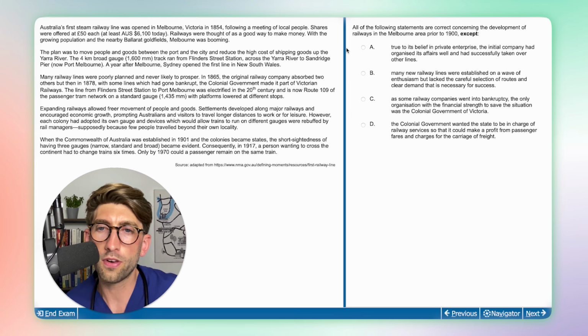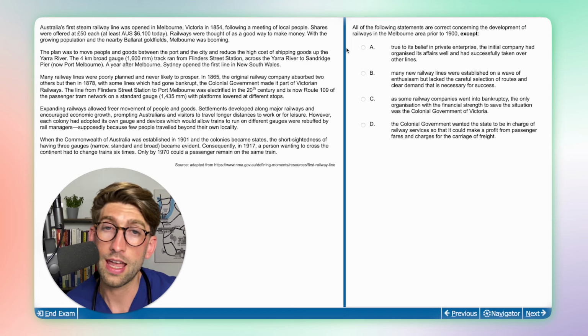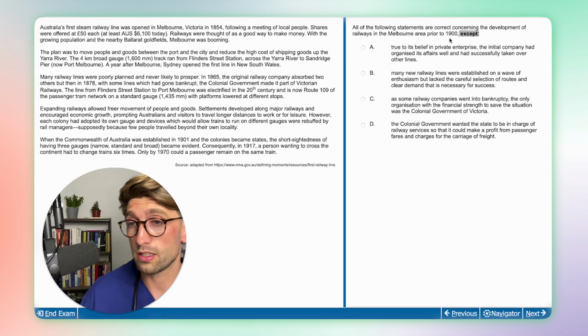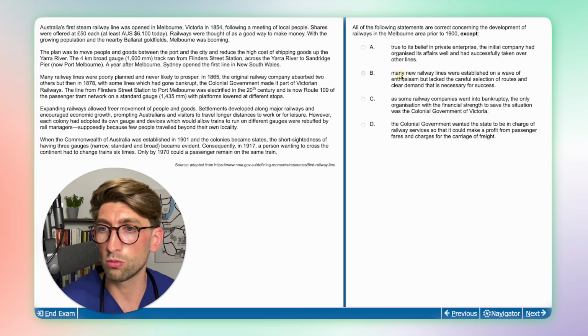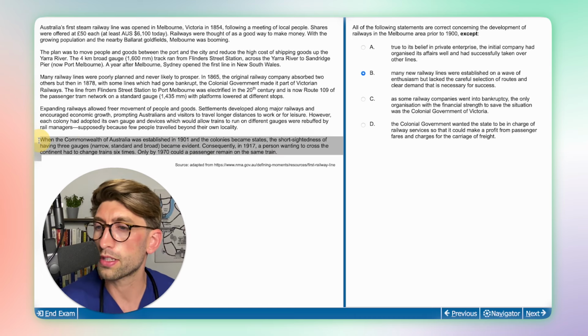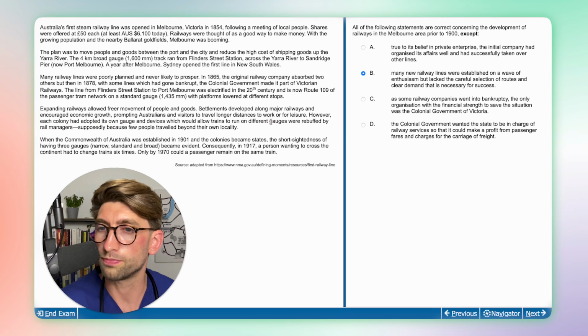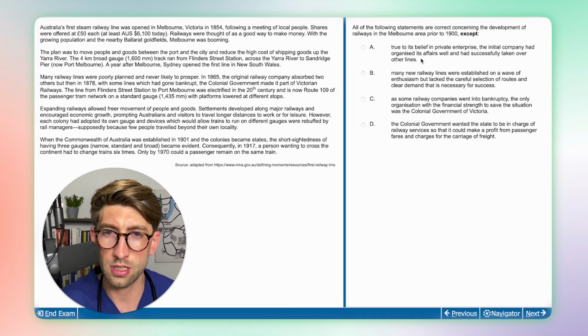All of the following statements are correct concerning the development of railways in the Melbourne area prior to 1900, except. These are the ones that will really catch you out. So we're looking for the false one. You get questions like this at medical school and they drive me crazy, because it's like, which of these is false? And it will really catch people out. Okay, straight away, we can rule this out because it's talking about what happens in 1901. I think here I would just read all of these because I've got a feel for the text by now, and I just want to read them and feel what's happening.